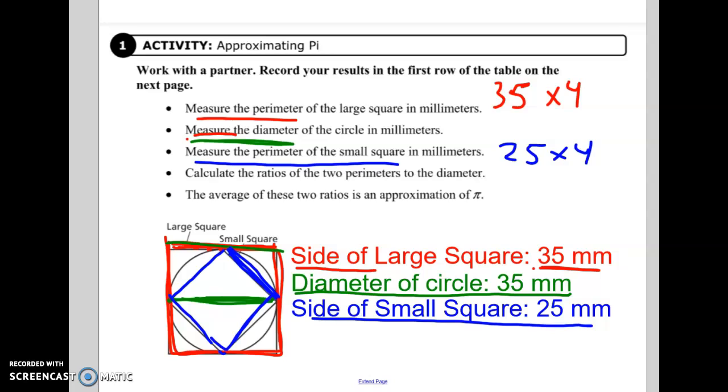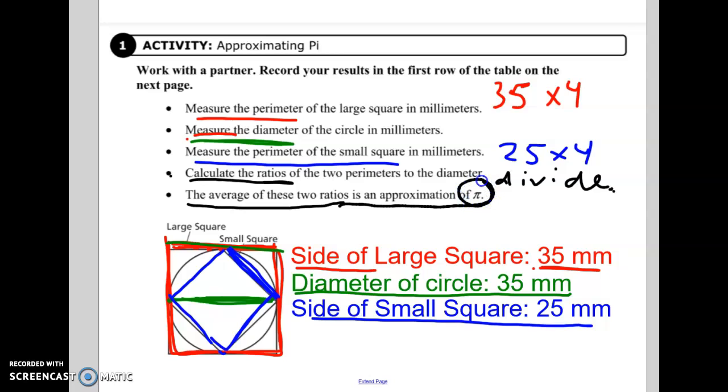Now there are 2 more things that you need to do for each of these. You'll see this on the table on this activity. You're going to calculate the ratios of the 2 perimeters to the diameter. Ratio is a division problem, so we're going to divide there. And what we'll find, ultimately, the point of this activity, is that the division step is going to give us an approximation of pi. So this activity is a discovery lesson on how to calculate pi.